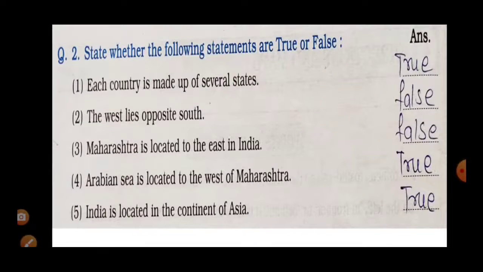Question number 2, state whether the following statements are true or false. Each country is made up of several states. That is true. Number 2, the west lies opposite south. False. Number 3, Maharashtra is located to the east in India. False. Number 4, Arabian Sea is located to the west of Maharashtra. True. Number 5, India is located in the continent of Asia. This is true.